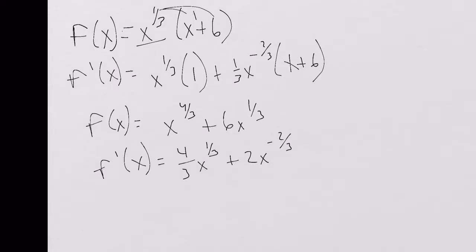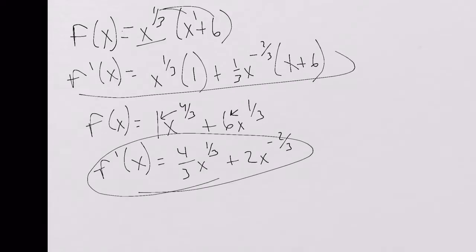Again, I'm just multiplying my exponent times my coefficient, then subtracting 1 from the exponent. Multiplying, then subtracting 1 from the exponent. So this is the derivative, which is equivalent to this. They just are in different form.